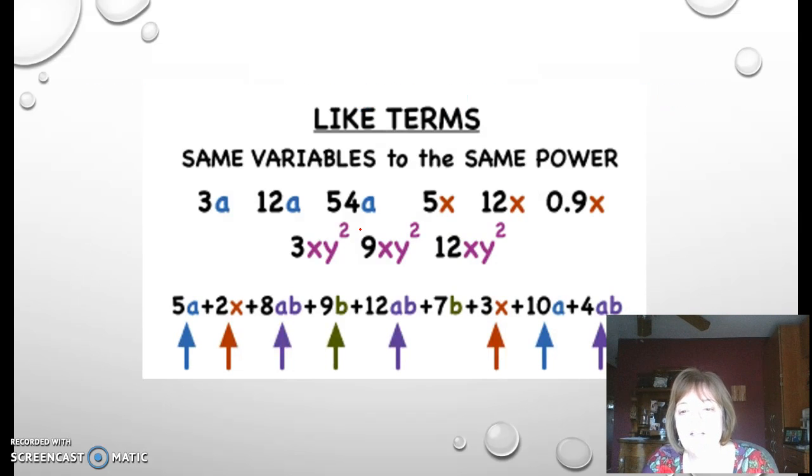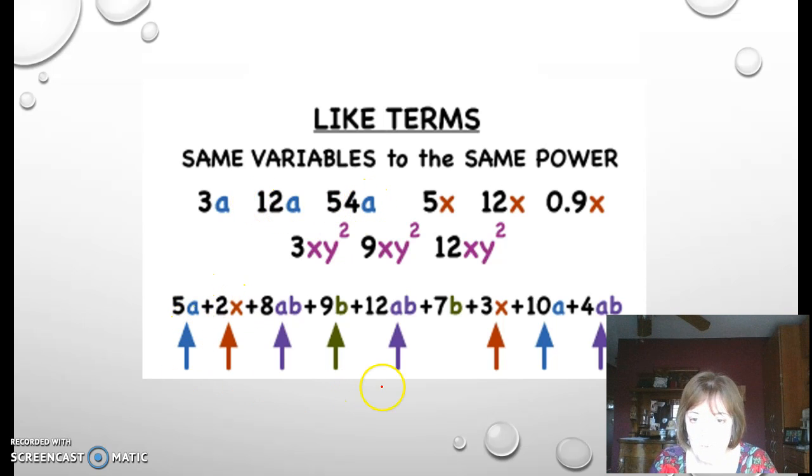All right, now that we've talked about the different parts of equations, let's talk about what we call like terms. They are terms that are the same kind. In other words, they have the same variable, if there is a variable, and it's raised to the same power. So let me show you here. We've got 3 terms here: 3a, 12a, and 54a.